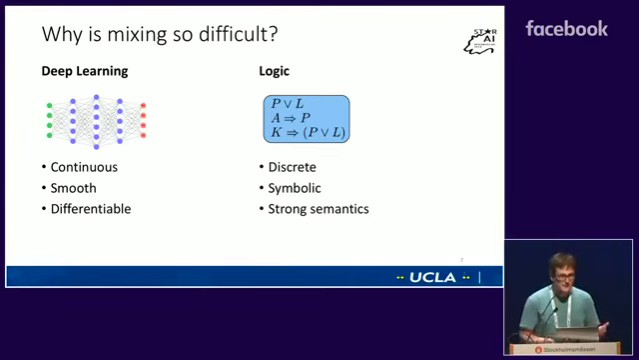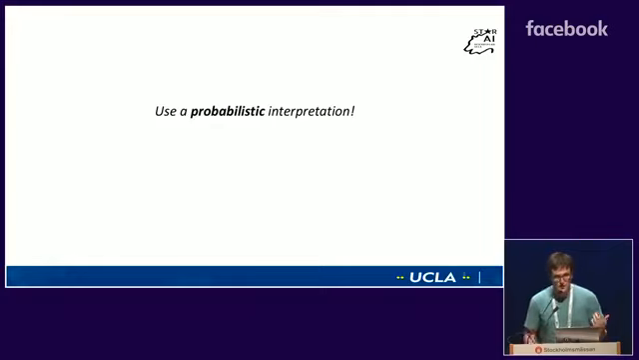Fundamentally, it's because they live in different spaces, right? Deep learning works with functions that are continuous, smooth, and differentiable. They're the kinds of functions you might see in a calculus class. Whereas logic tends to deal with discrete objects. We do a lot of symbolic manipulation, and it also has very strong semantics. Things in logic have a very concrete meaning, which is not an obstacle that we have to deal with in deep learning.